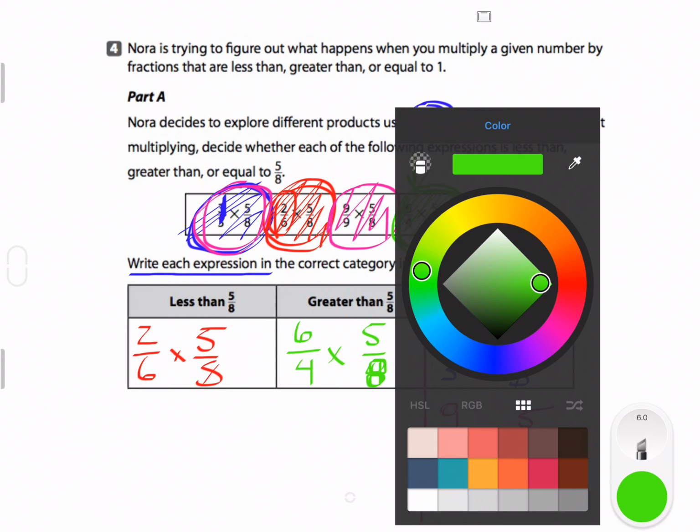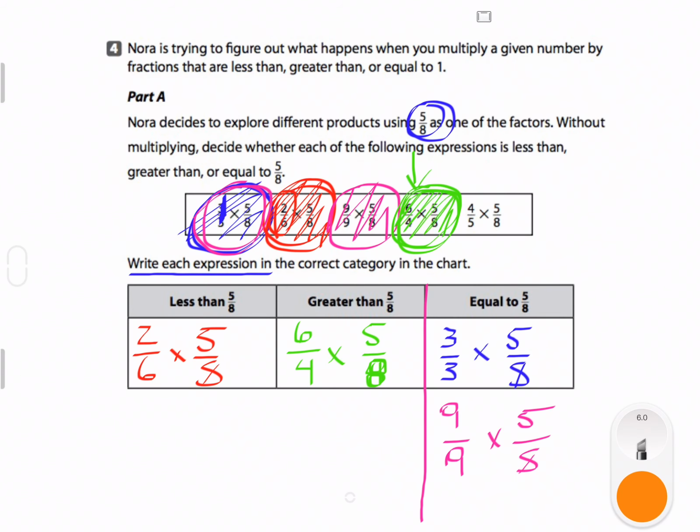Final one. Let's see. 4/5 times 5/8. We look at the fraction 4/5 and we ask ourselves the same question again. Is 4/5 greater than 1, equal to 1, or less than 1? 4/5 is less than 1 whole, which means that the product of 4/5 times 5/8 will give us an answer that is smaller or less than 5/8. And that's all we really need to know to answer this question.